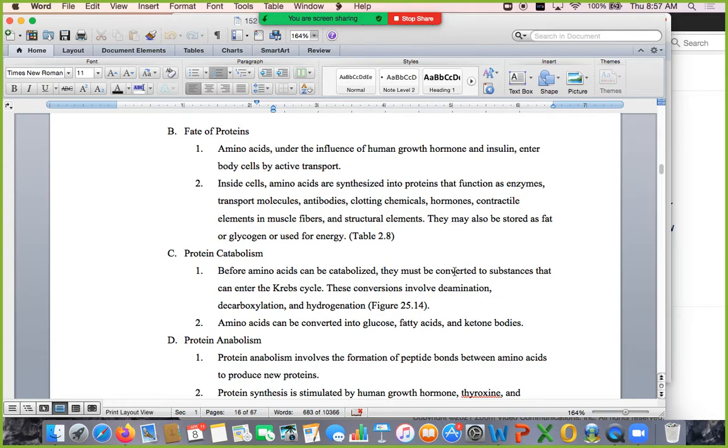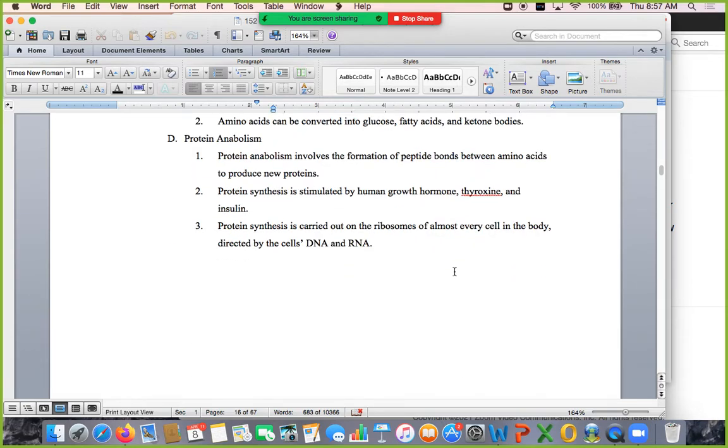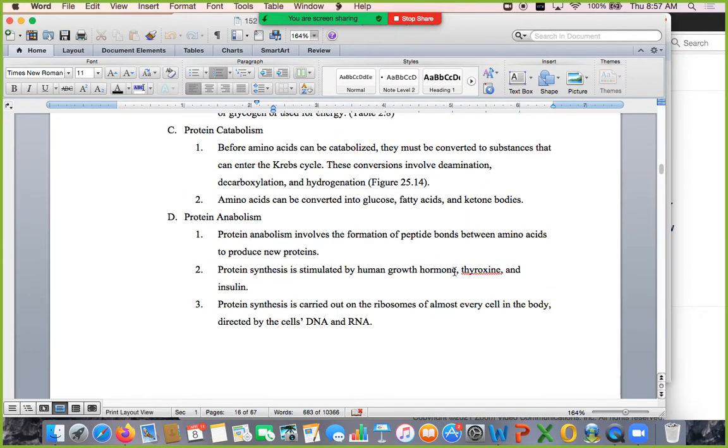But again, if we enter into a situation where we don't have sugar or fats, we can break down our proteins as well. So we have protein catabolism, which is breaking down proteins, and protein anabolism, which is creating more proteins. Remember, anabolic steroids pump you up, and catabolic is knocking everything off the table and breaking it. So catabolism is breaking and anabolic is building up.